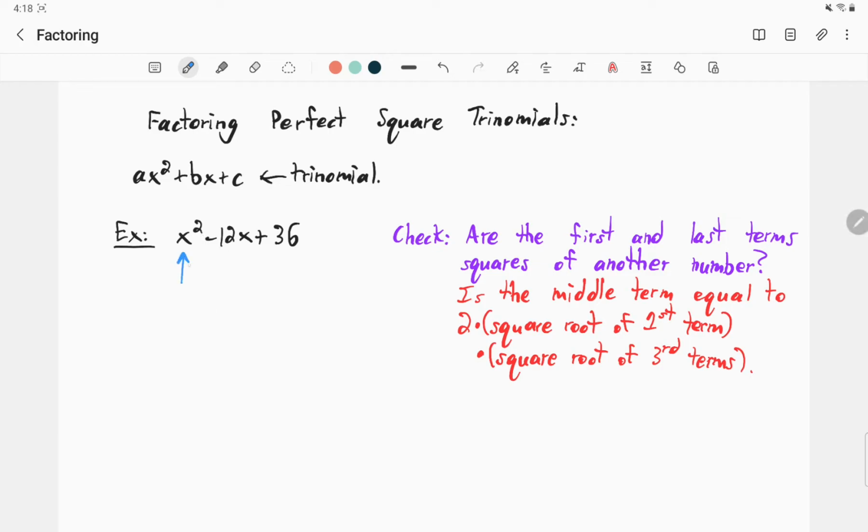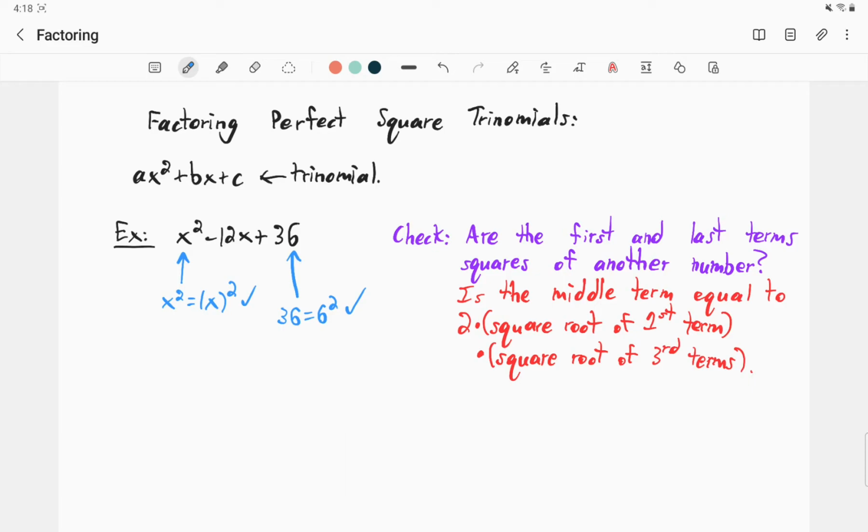In fact, x squared is the square of x, right? X squared equals x squared. So that's good. Check mark for that. Check the last term. Is 36 the square of another number? In fact, it is. 36 is 6 squared. So we're off to a good start. The first thing holds up. The first and last terms are squares of another number.